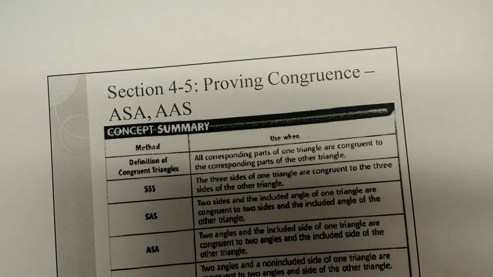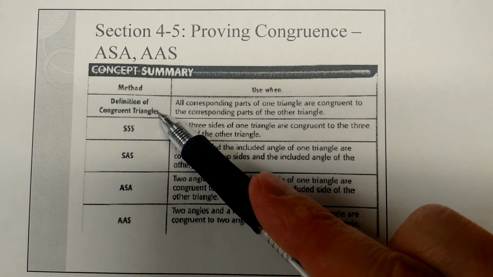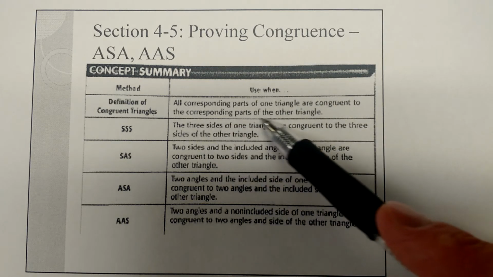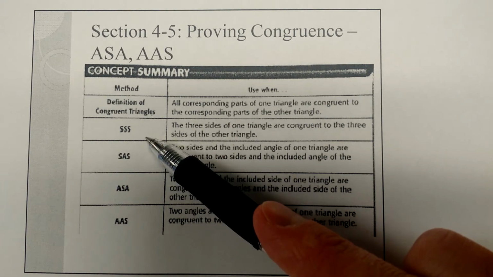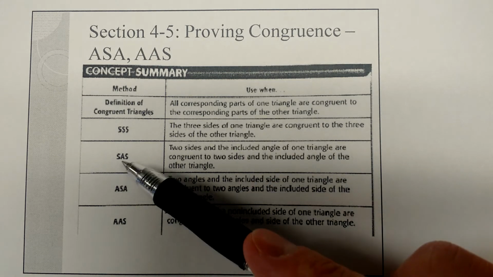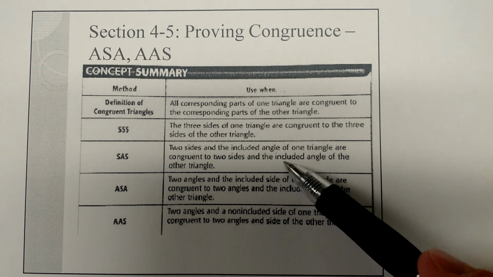Alright, the last slide here is kind of just a summary of when you can use things. So the definition of congruent triangles just says that all corresponding parts of one triangle are congruent to the corresponding parts of another triangle. By side side side, you have three sides of one triangle and three sides of the other. Side angle side, two sides and the included angle, congruent to two sides and the included angle.